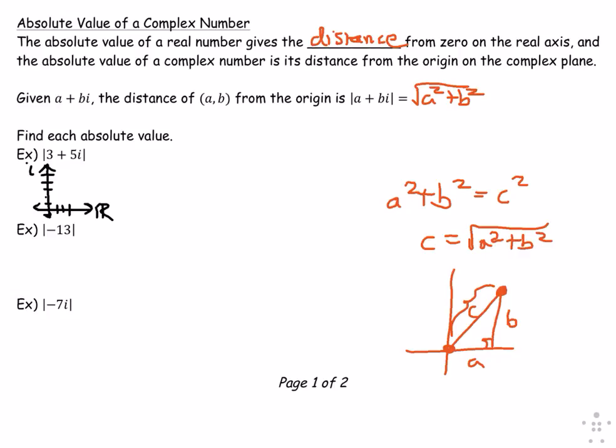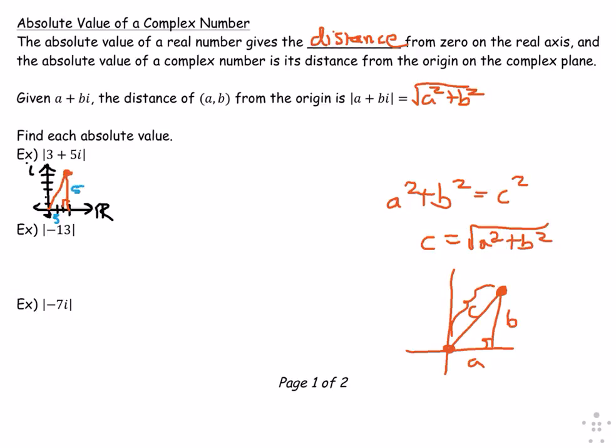Puts us up 5, so right 3, up 5. So that's where that complex number would be graphed on the complex coordinate plane. Now that creates a right triangle with a horizontal distance of 3 and a vertical distance of 5.